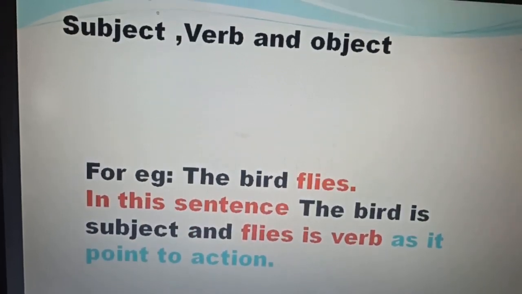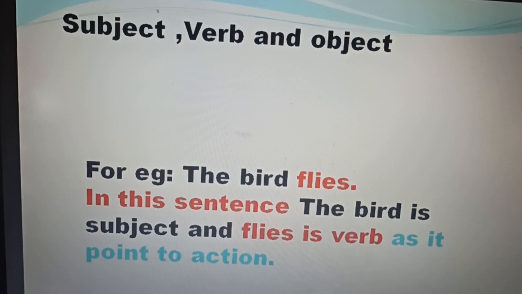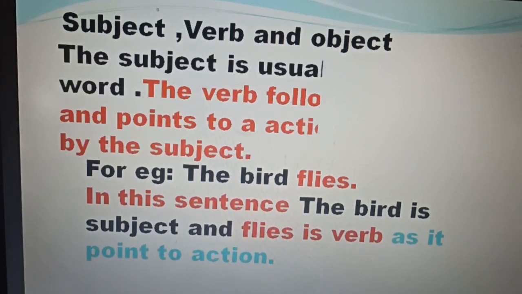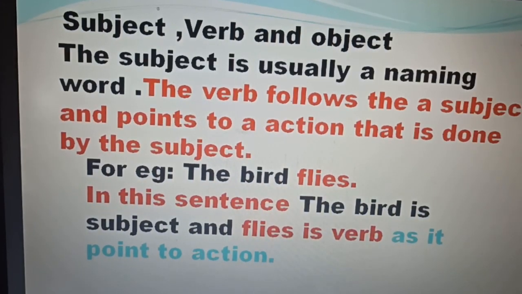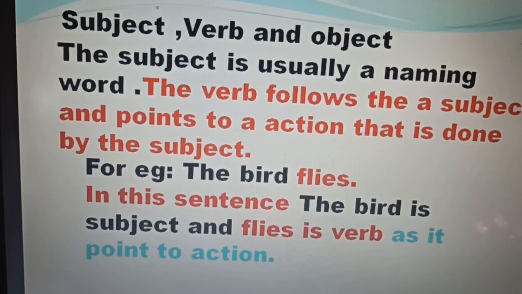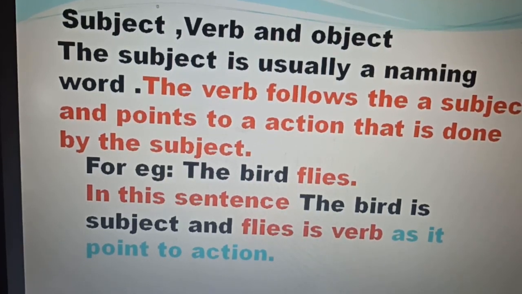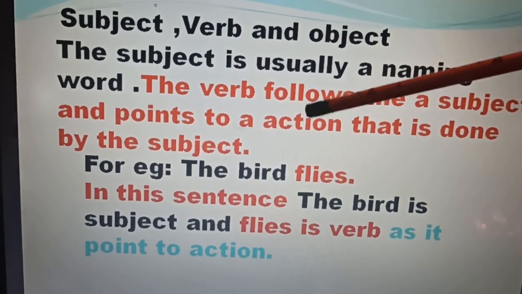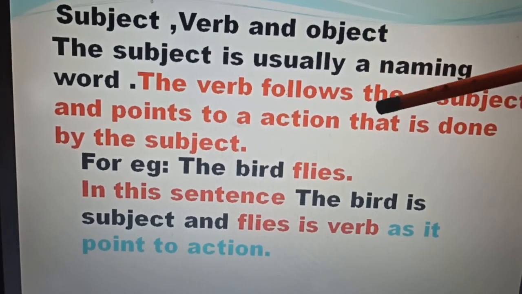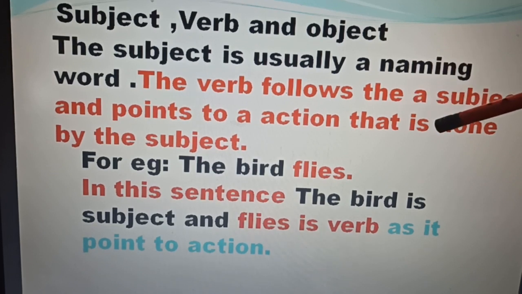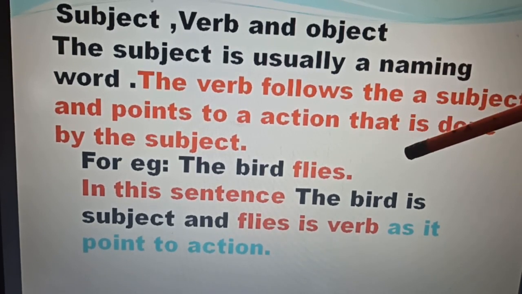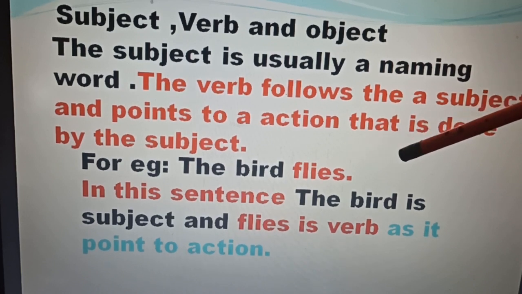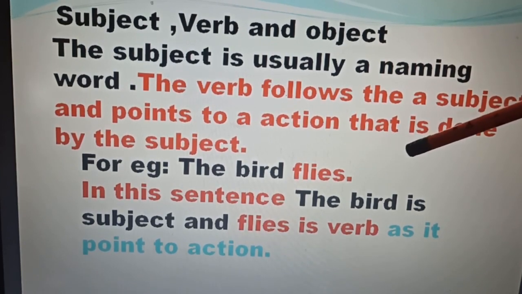Now, subject, verb and object. The subject is usually a naming word. Subject हमेशा एक naming word होता है और हम naming word को और क्या बोलते हैं? Noun. And verbs follow the subject. और verb कब आता है? Subject के बाद. And it points to the action that is done by the subject. और वो action बताते हैं जो कि subject के द्वारा किया जा रहा है.